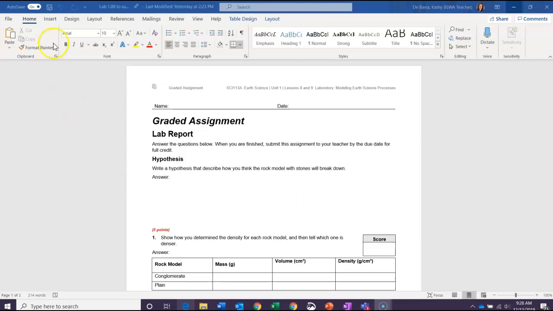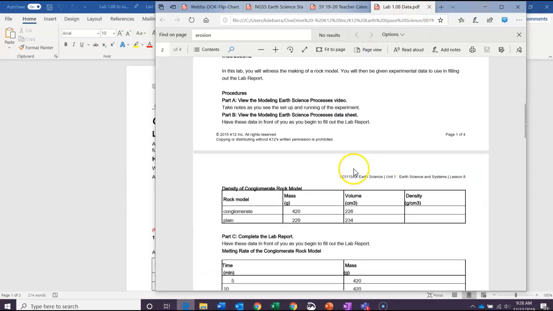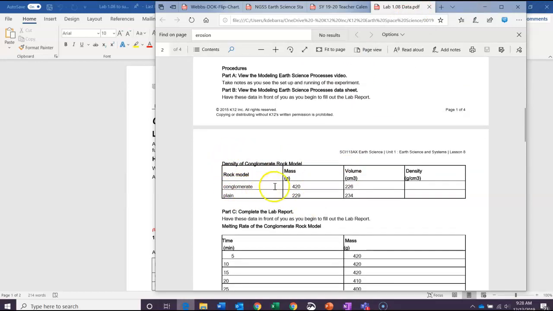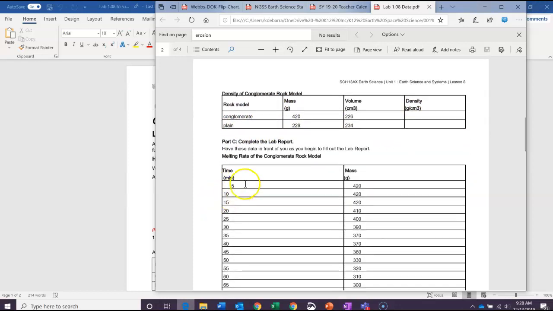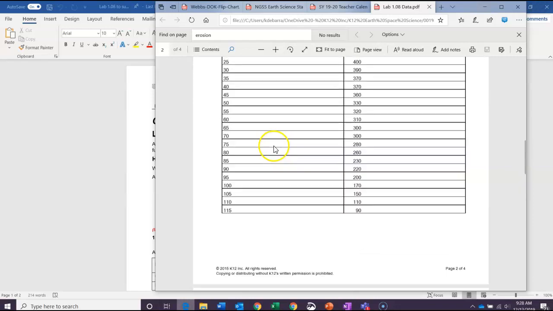This is the first document that you need. It's called Lab 1.08 to submit. So this is the document that you're actually going to enter all your information into and turn in. You'll also need the lab data, which is called Lab 1.08 data. It's a PDF document. It has a couple charts in it. It has this one with density of the rocks, or it has information that you'll use to calculate density. And then it has the melting rate of two different rock models. So first is a conglomerate rock model, and the second is just a plain block of ice.